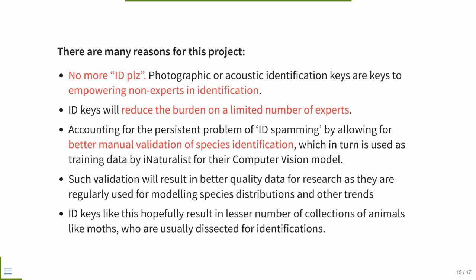Fourth reason would be that since a lot of research grade data from iNaturalist are being used for modeling species distributions and other trends, such validation will result in better quality data for research. And the final reason would be that ID keys like this hopefully result in a lesser number of collections of animals like moths, which are usually dissected for identification.